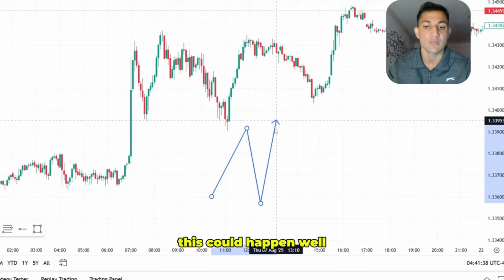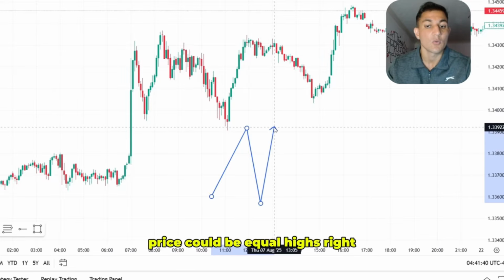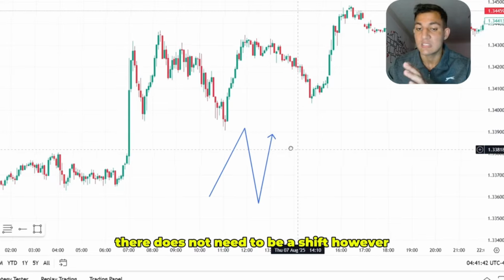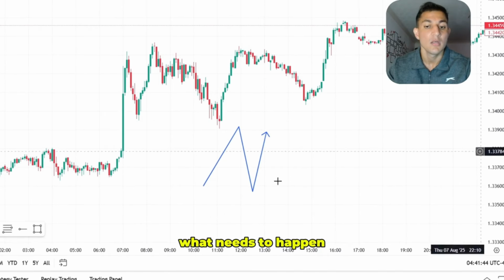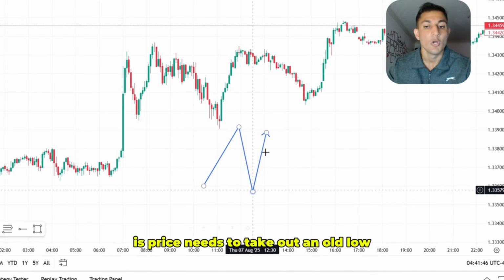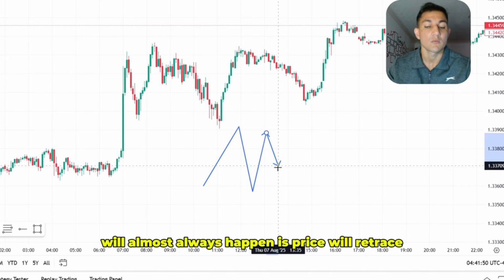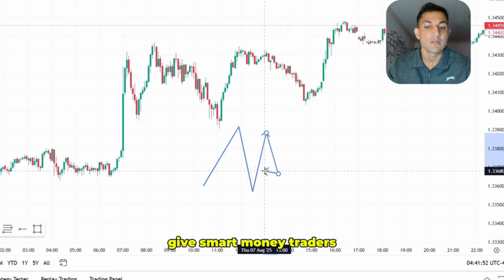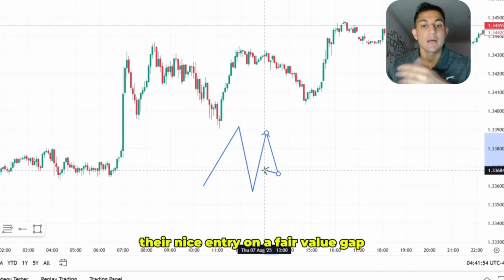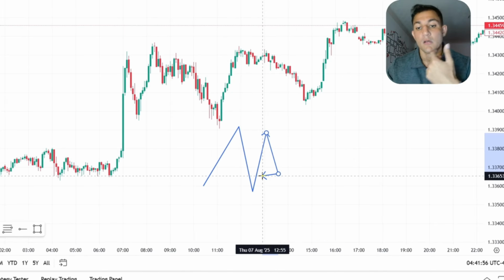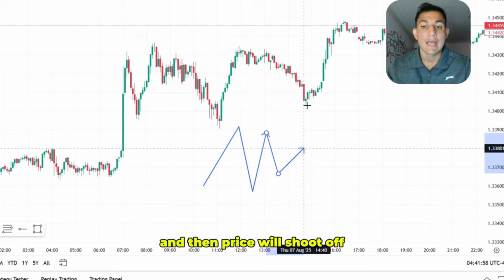But similarly, this could happen. Or price could make equal highs, right? Does not matter. There does not need to be a shift. However, what needs to happen is price needs to take out an old low, quickly shoot off, and then what will almost always happen is price will retrace, give smart money traders their nice entry on a fair value gap, on an order block, VWAP, Fibonacci, whatever you want to trade, and then price will shoot off.